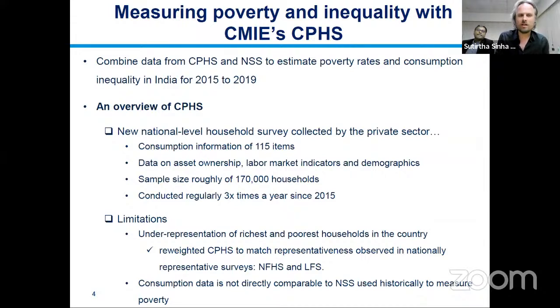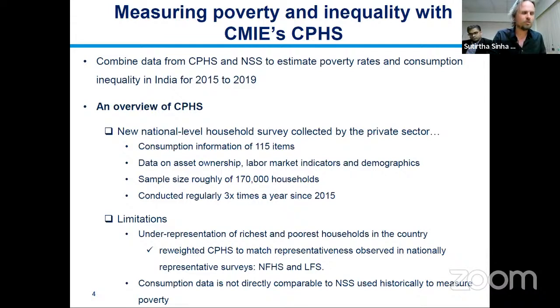This is the first time we'll have a new survey that actually collects household consumption expenditure data since the NSS 2011. In addition to that, the CPHS survey also collects a rich set of household characteristics, demographics, education, employment, dwelling characteristics, household asset ownership, and so forth, which we also take advantage of.